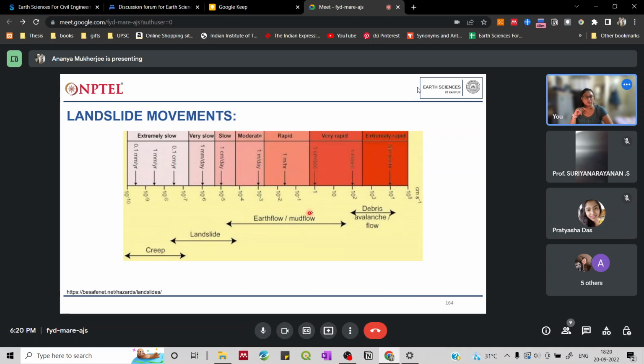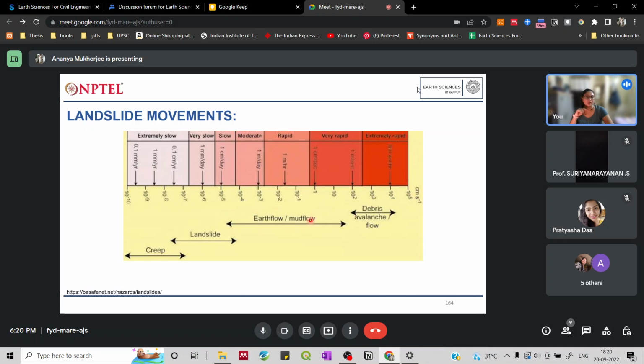Then you have earth flow or mud flow. This is partly rapid, as we saw in the image before, the kind of landslide that happened with an earthquake. So probably the soil over there is already saturated with water, and due to ground shaking, the traveling of the waves that are generated by the earthquake, then you will have an earth flow or mud flow depending on the kind of material that is there.